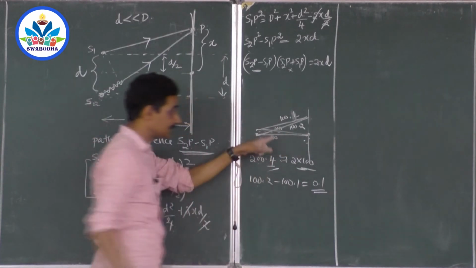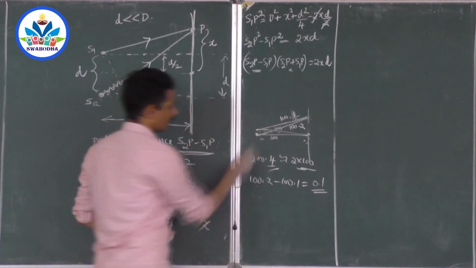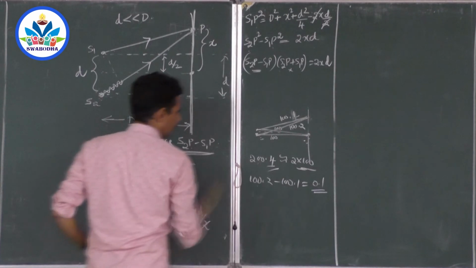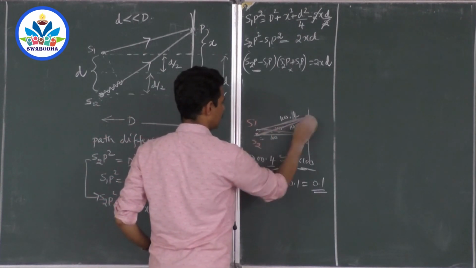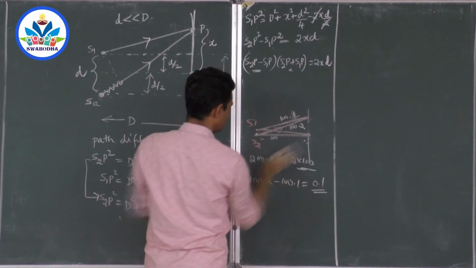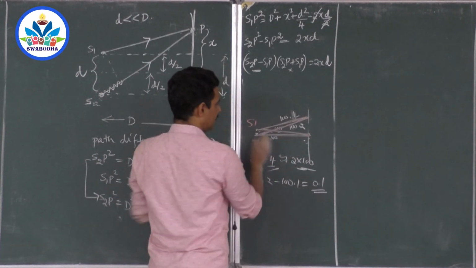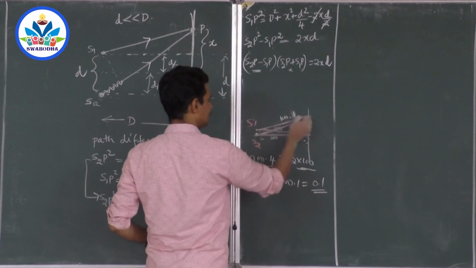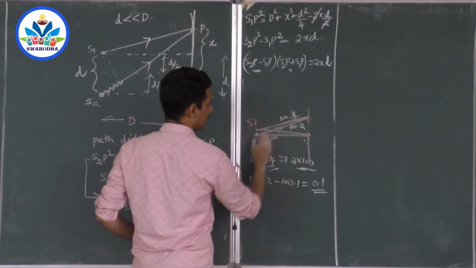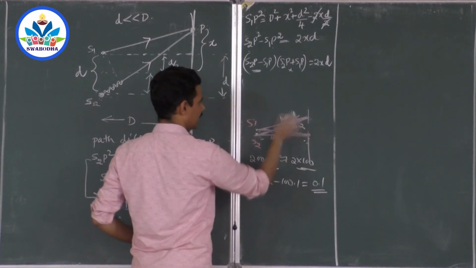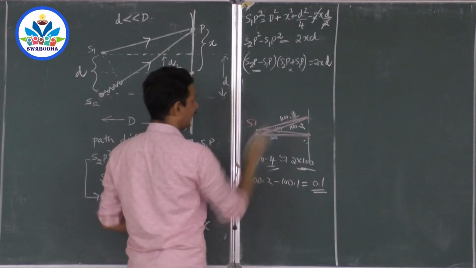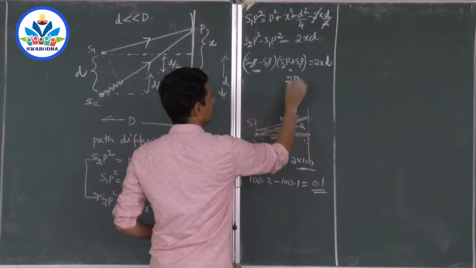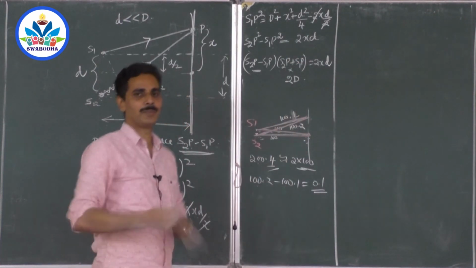Just see here, this is the actual situation. S2P and S1P are almost the same as these two, because this distance is very small. This D, this D, this D, because this is 100, this is 100, this is 100.2, this is 100.1. Even if you add it, you will be very close to 200. You are not far away. So shall I write this as 2D? That is what I am trying to appeal to you.